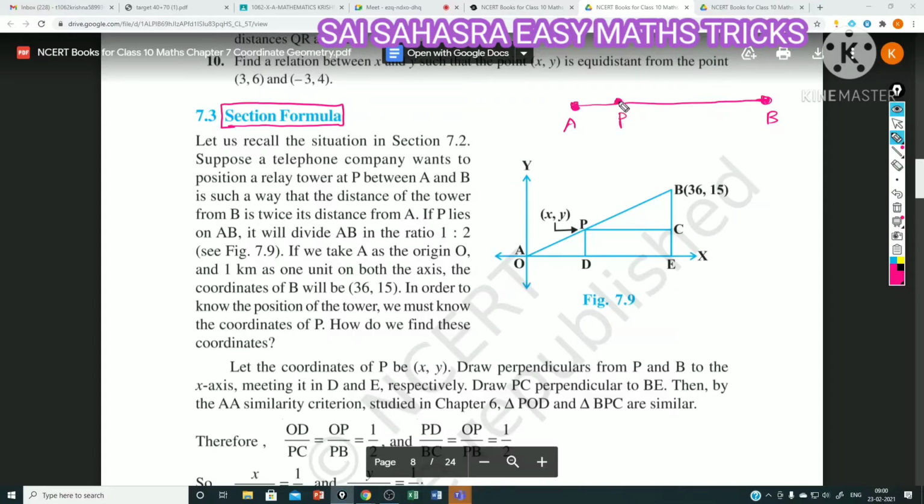So here look at this one. This P is dividing the line segment joining these 2 points. Yes or no? This P point is dividing the line segment which is joining these 2 points. Yes or no?